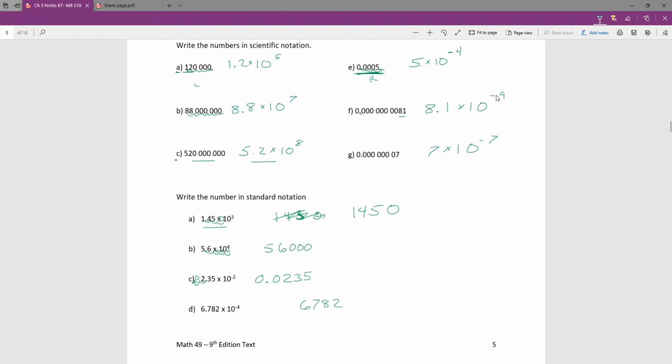Those are my digits. I'm going to move it 1, 2, 3, 4. That's where it's going to go. So I fill in my zeros. I'd have a decimal place and 3 zeros, and then that string of numbers.